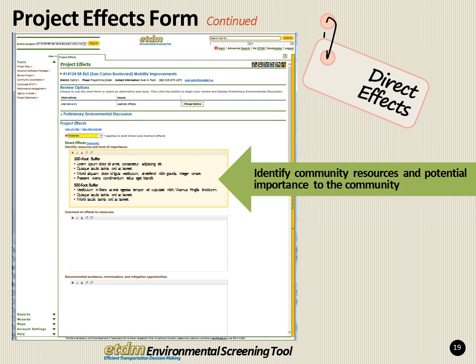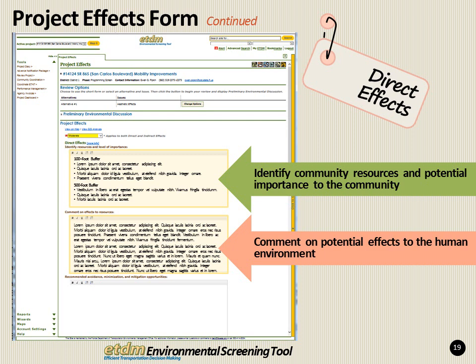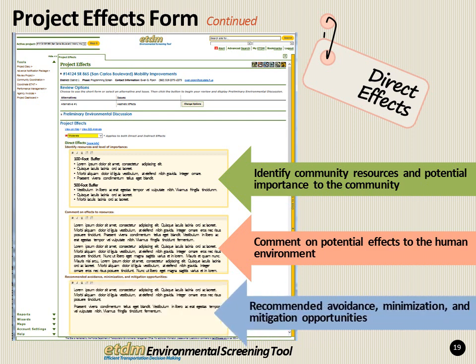Recalling the guidance we went over earlier about providing only necessary information, only list potentially affected resources, not every resource that shows up in the buffer analysis. Next, describe the potential effects in the Comment on Affected Resources field, and identify any recommended avoidance, minimization, and mitigation opportunities.